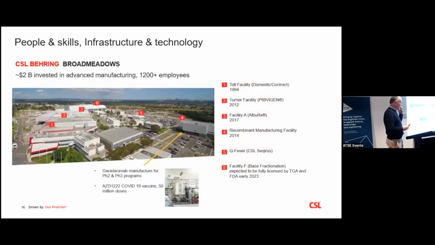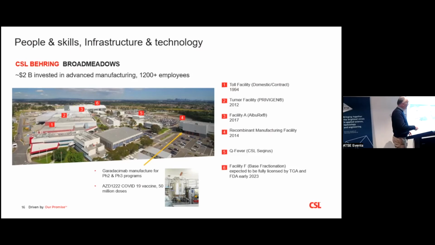So just moving quickly to some of the other facilities. This is what is happening out at Broadmeadows, or it has happened out at Broadmeadows over the last 20 or so years. This has been a huge expansion in advanced manufacturing in Victoria, starting from the very early establishment of the plasma fractionation facility in 1994, all the way through to what you can see up here in 6, which is a global facility for the base fractionation of plasma for the production of products that will go all over the world. So a lot of plasma coming from Europe and the US will come here into Melbourne, be fractionated in this facility, and then go back out to the rest of the world as medicines.